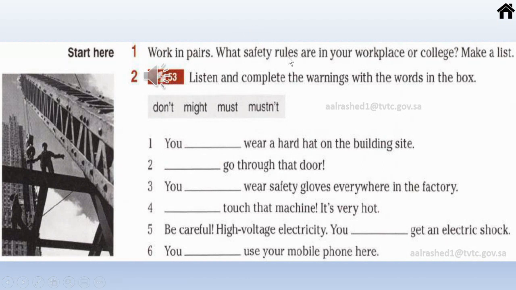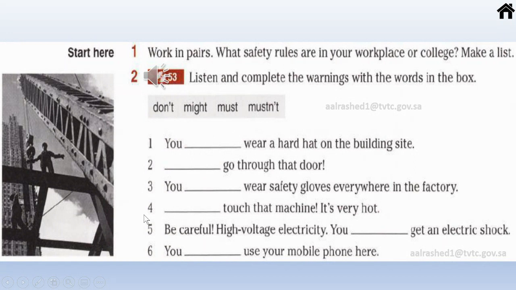Okay, rules, as we said before, means a set of instructions. If you follow them, inshallah, you will be safe. You will not be harmed. So, we are going to listen to a short listening about a set of rules or warnings, what to do in a place like this. Okay, what are the safety rules that if you follow them will be safe, inshallah.